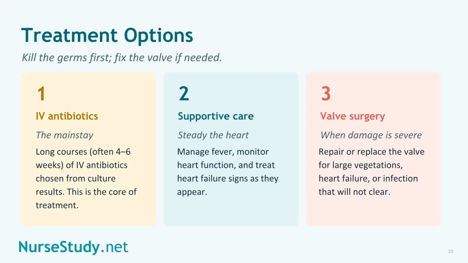Number two is supportive care. We manage the fever, keep an eye on how the heart is working, and treat any signs of heart failure as they come up. And number three is valve surgery, which we save for the serious cases, big vegetations, heart failure, or an infection that just won't clear. In those cases, the team repairs or replaces the valve. So think antibiotics for everyone and surgery when the damage is too much.